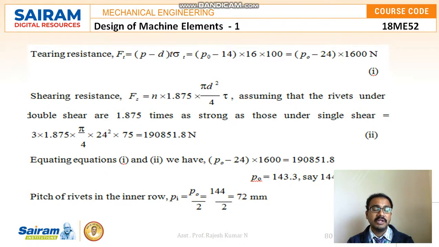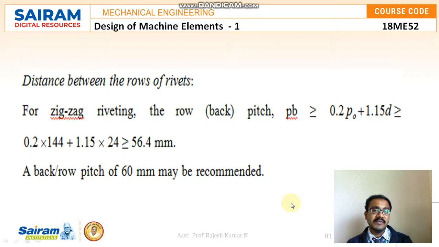I'll be equating tearing resistance with the shearing resistance, so I'll be getting the outer pitch equal to 143.3 mm. After rounding off, it is 144 mm. And the pitch of the rivets in the inner row is nothing but half of the outer pitch, that is 144 by 2, that is 72 mm.